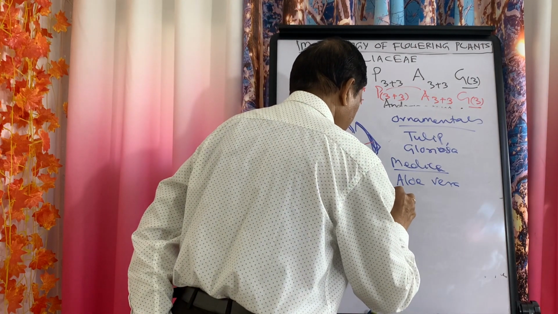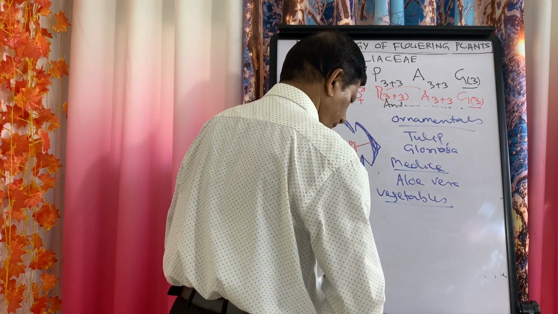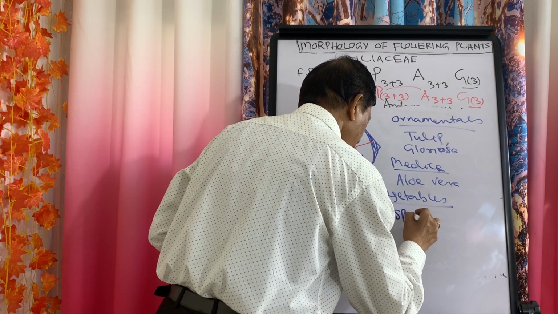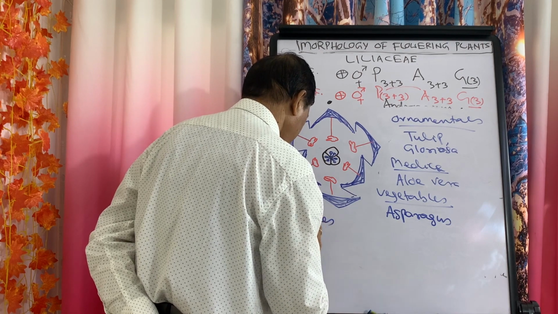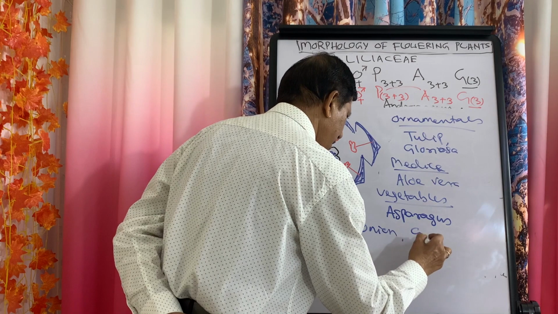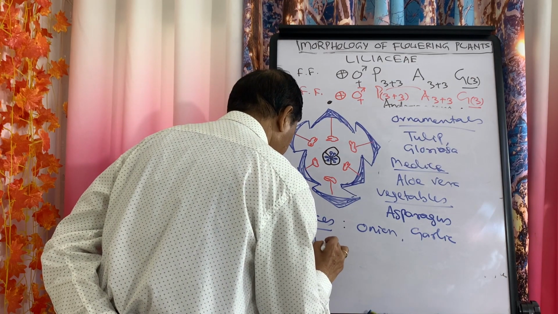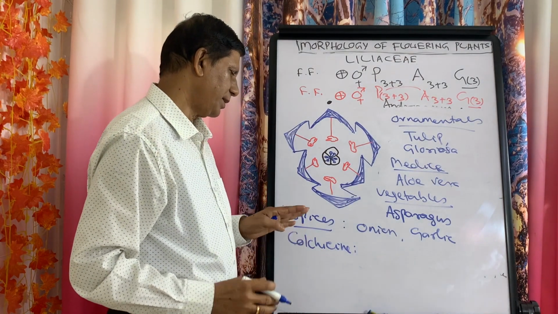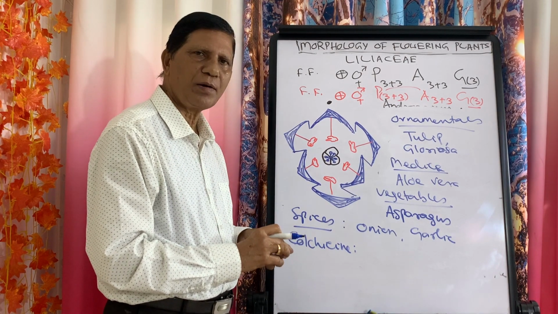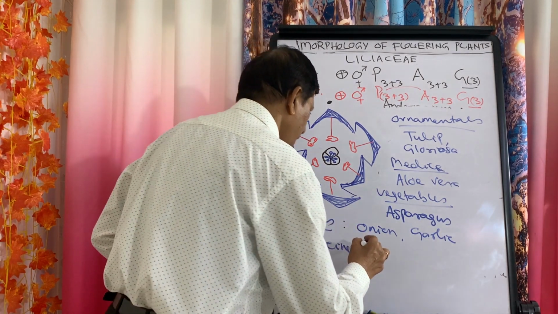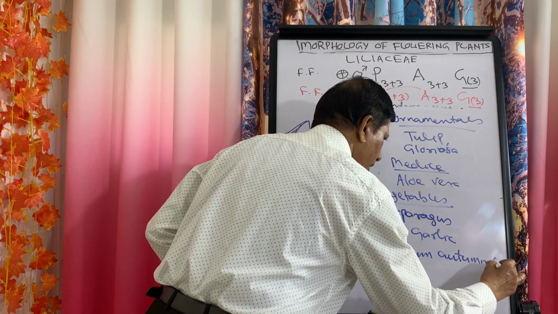Then coming under vegetables, the asparagus is coming, and among the spices, there is onion and garlic. And there is another important plant, that is colchicine. The colchicine is an alkaloid that inhibits spindle formation during cell division. So this is obtained usually from one plant, Colchicum autumnale, that belongs to this family. It produces this alkaloid.